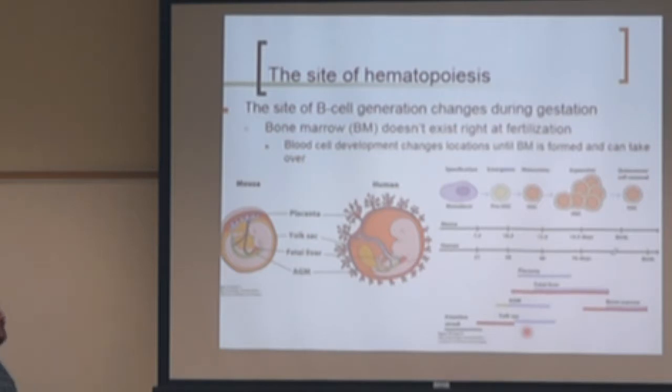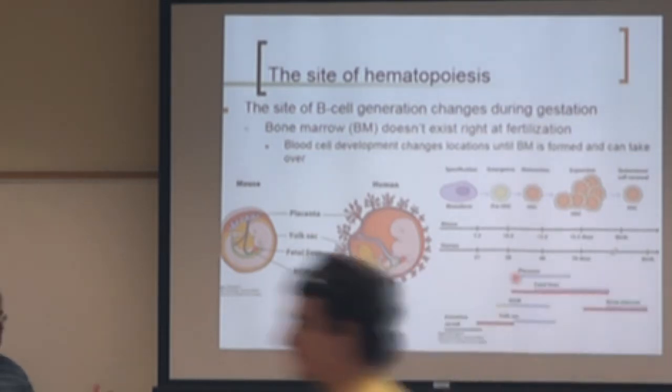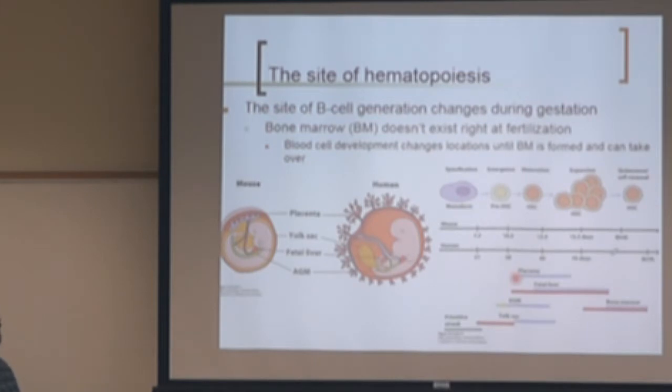Some of the questions were at what stage, at what day in development, would you find B cell development, but I'm not going to get into that detail because I don't think it's going to be that important. So what do you need to know? You need to know that there's B cell development that happens in the yolk sac. That's the first place it happens, that you get B cell development even before you have bone marrow.